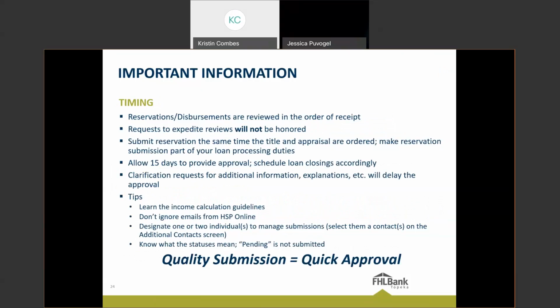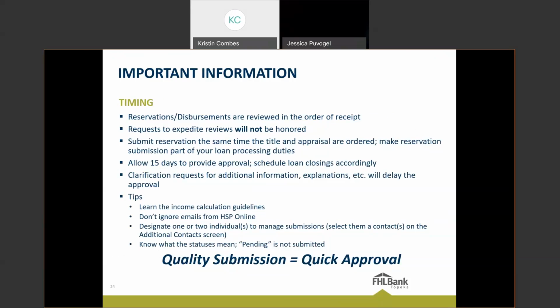Timing is a big factor that contributes to smooth and successful participation in HSP. Every year, we receive requests to expedite reviews. Reservations and disbursements are reviewed in the order of receipt. We will not honor a request to expedite. Please give us plenty of time to review your submissions.